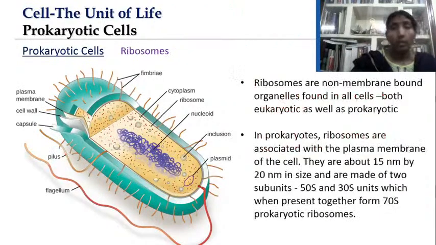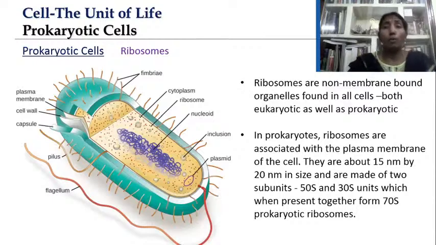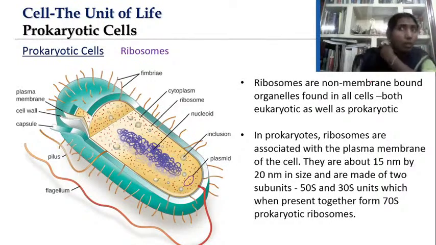Now coming to the ribosomes, as you all know, ribosomes are non-membrane bound organelles. In both eukaryotes and prokaryotes, the ribosomes are not bounded by a membrane, unlike a mitochondria or any other structure. In prokaryotes, the ribosomes are associated with the plasma membrane of the cell, and they vary from 15 nanometer to 20 nanometer. They are made up of two subunits.